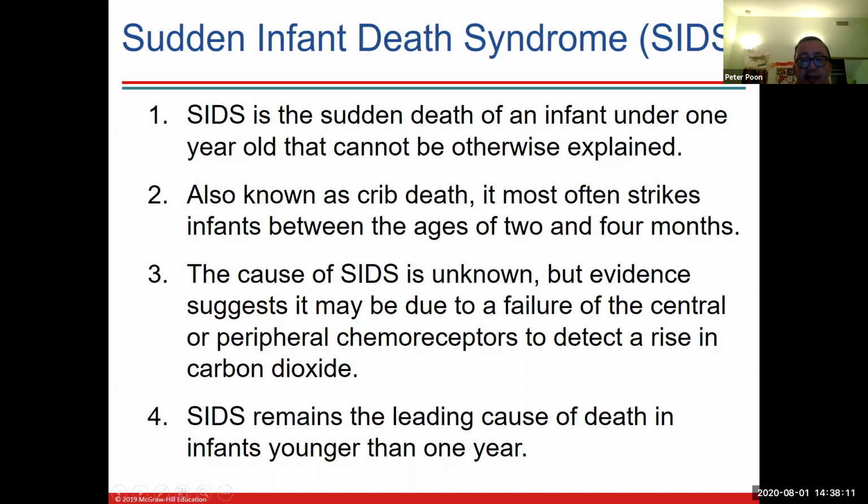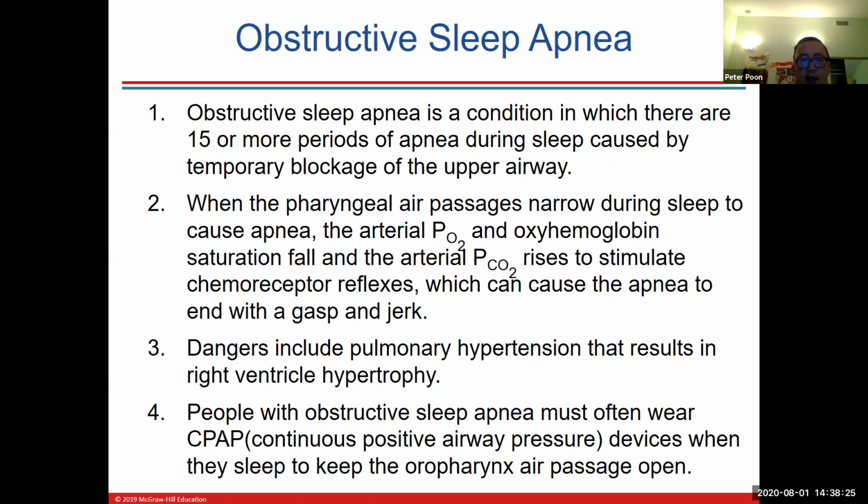This is the cause of SIDS, or most likely the cause of SIDS. That they don't detect the rise in carbon dioxide levels and stuff. And that's why they don't have babies sleep on their bellies anymore. They have them sleep on their backs.